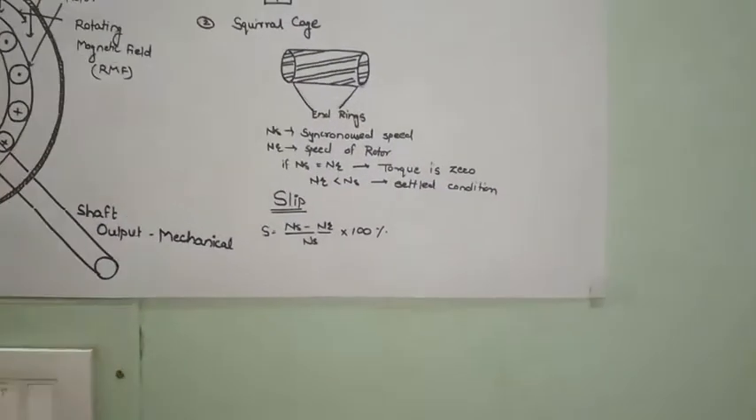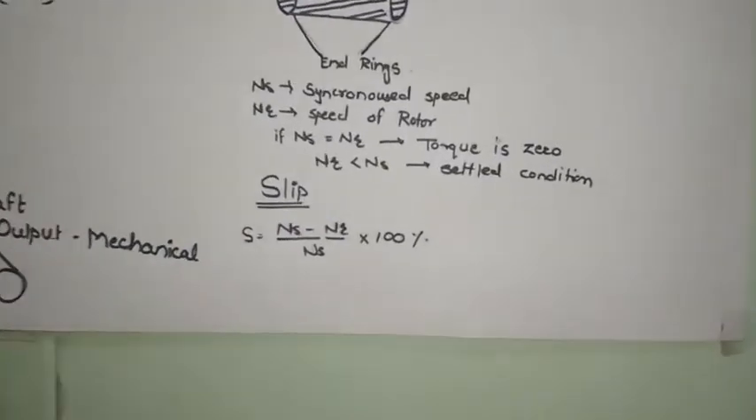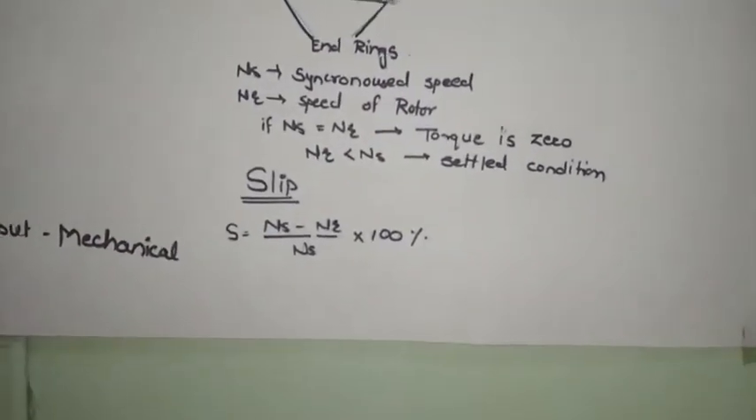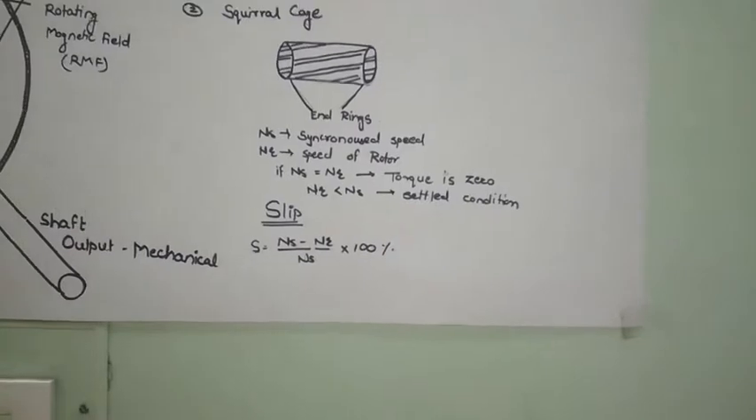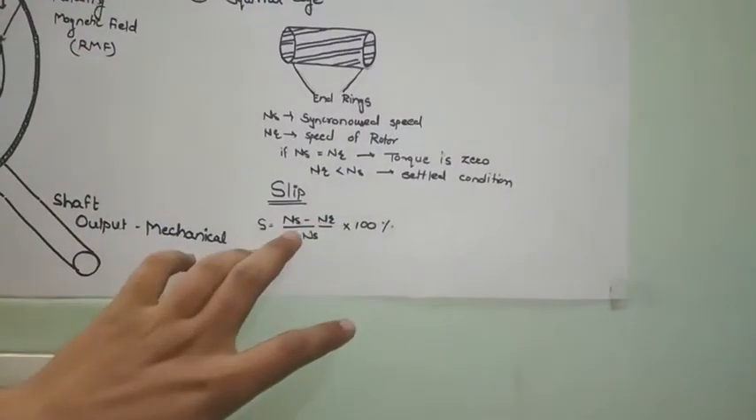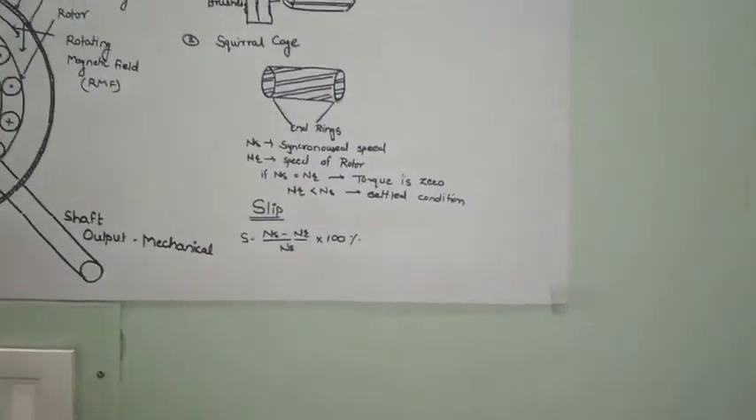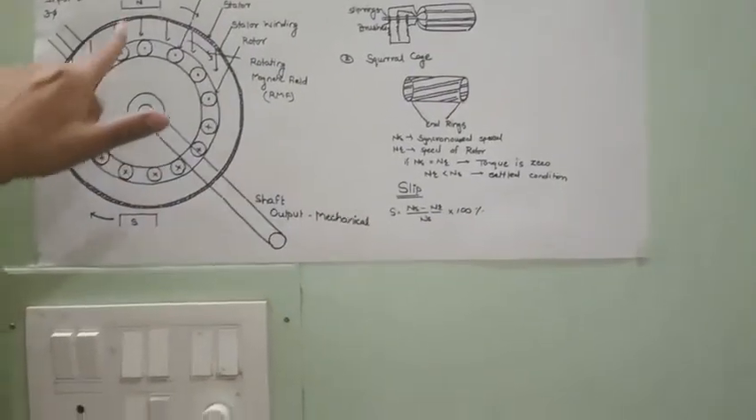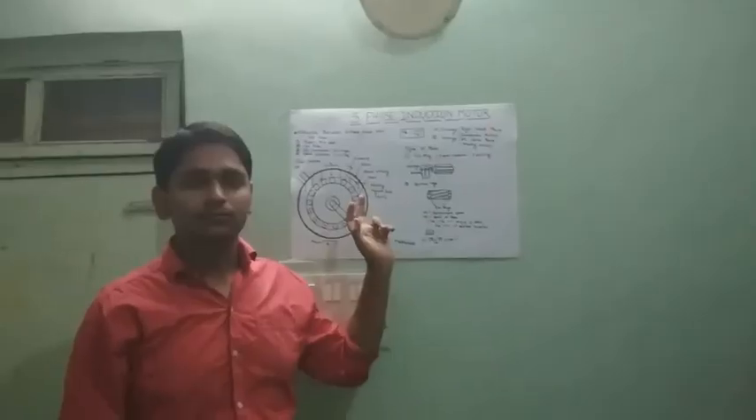Now we will go to the last concept of the three-phase induction motor, that is slip. What is meant by slip? Slip is nothing but the relative change of speed between the rotating magnetic field and the rotor. The formula of slip is (Ns minus Nr) divided by Ns, into 100. That is the percentage change in the speed of the rotor relative to the stator. So by this we have concluded the working and the construction of the three-phase induction motor.